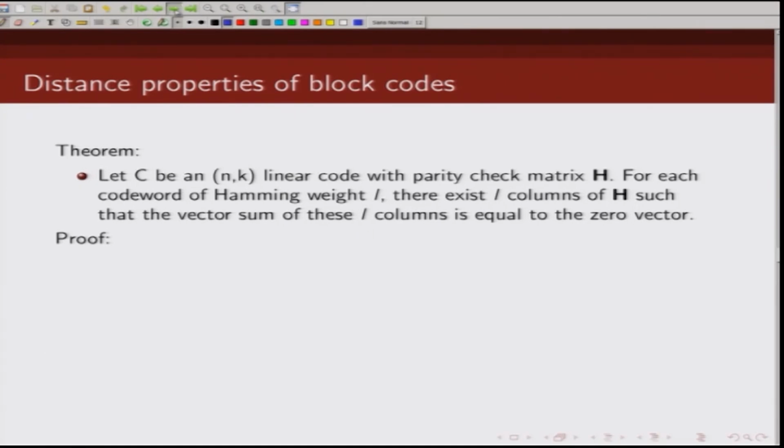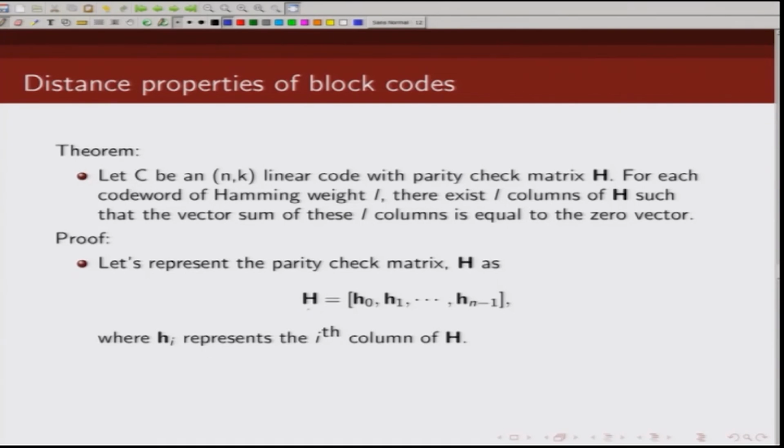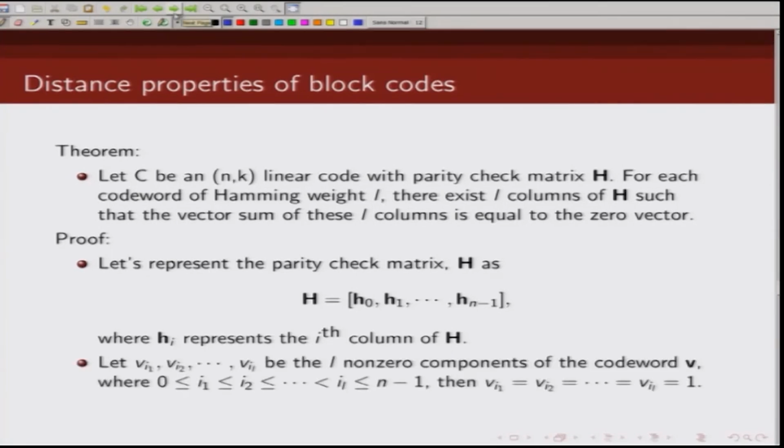So, let us prove this. Let us say we can write the parity check matrix in this form. Note, this is an (n minus k) cross n matrix. So, there are n columns which we are denoting by H0, H1, H2, up to Hn minus 1. So, Hi represents the ith column of this parity check matrix, and we said that we take a code word of weight L.